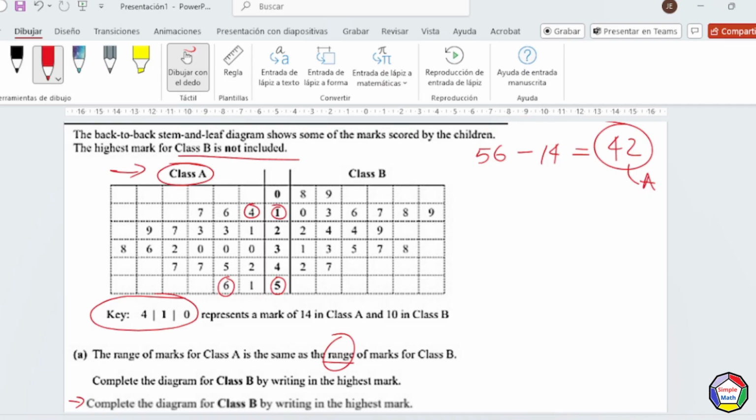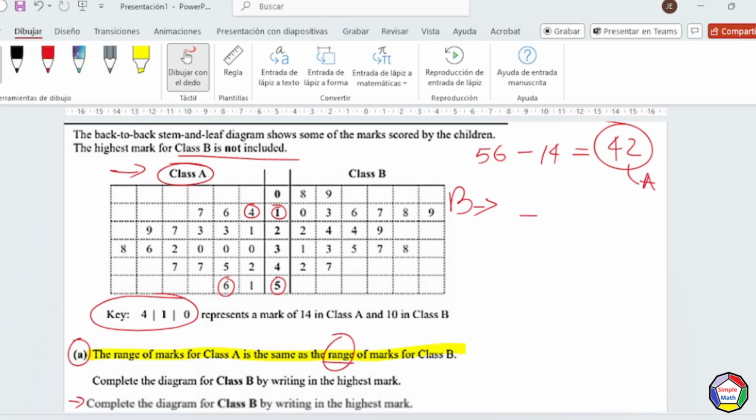Now, the other information we are going to use says the range of marks for class A is the same as the range of marks for class B. But what is the problem in class B? The problem is that we don't have the biggest number, but we know the range and we know the smallest number. Which is the smallest number in class B? Let's say this is class B.